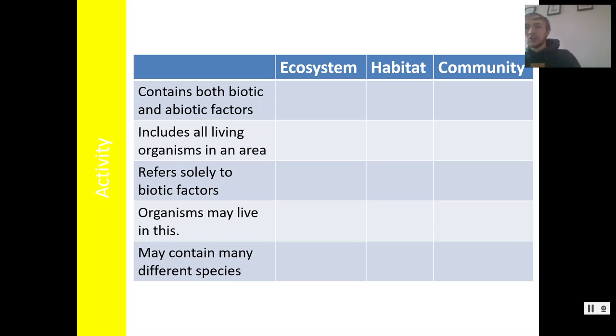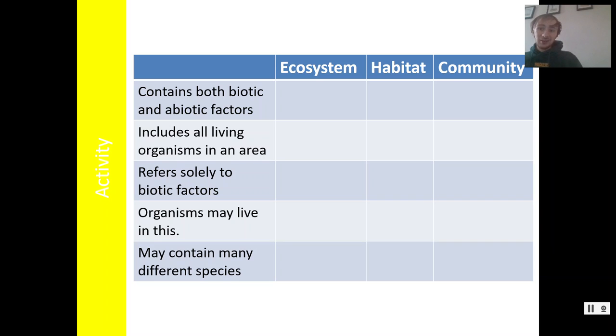Ecosystem? Yes, the ecosystem does contain all the living organisms in an area, as well as all the non-living factors that affect them. Community? Yes, it does. Contains all the living factors in an area. Habitat? Not so much. Habitats only have usually one species in them. Refers solely to biotic factors, that's just community. We talked about that earlier.